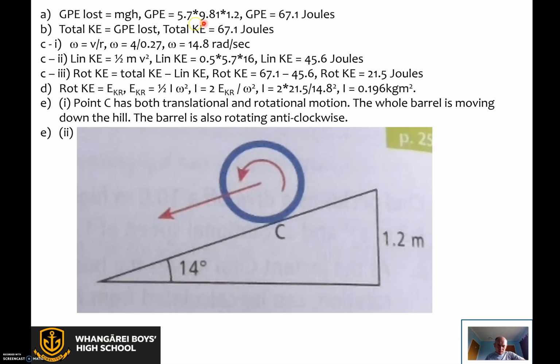So we've got this velocity down here. That's the whole barrel, and I've replicated that at the bottom, because the top, bottom, middle, every single part of it is moving down the hill. At the same time as that, the barrel is rotating around this way. So every point will have an instantaneous tangential velocity.